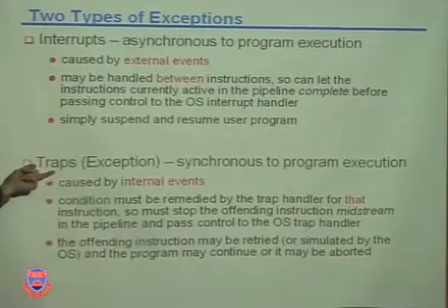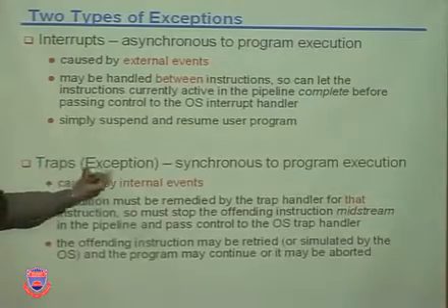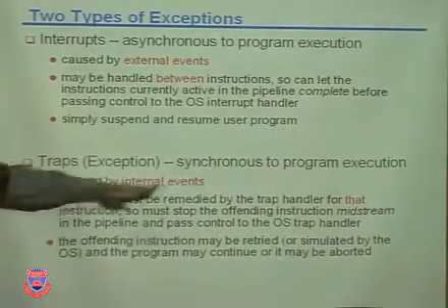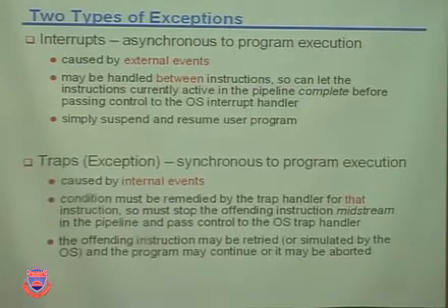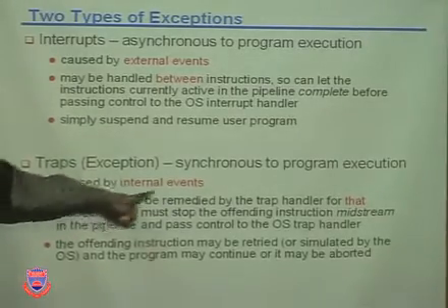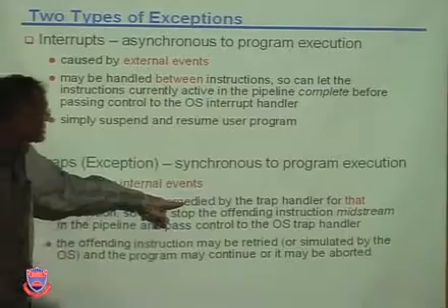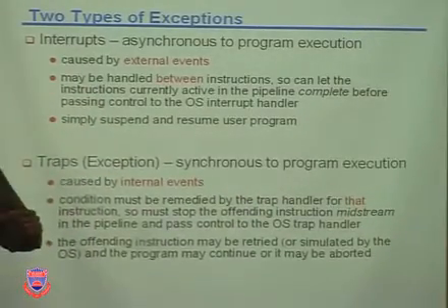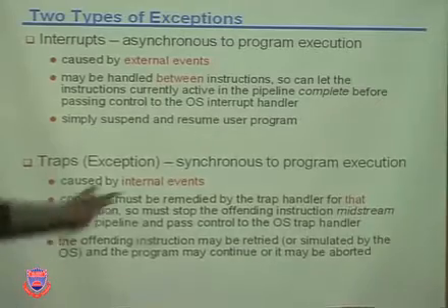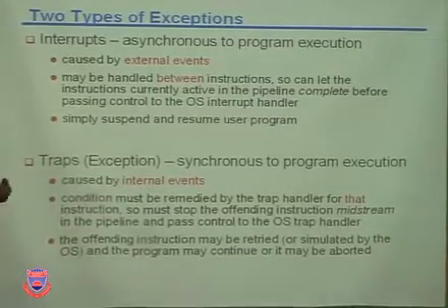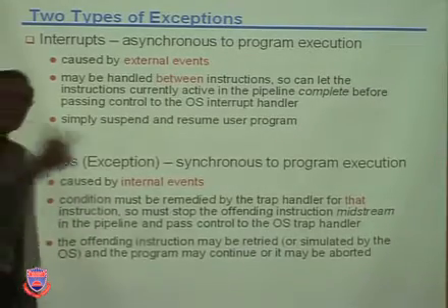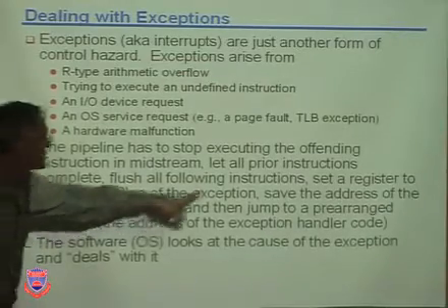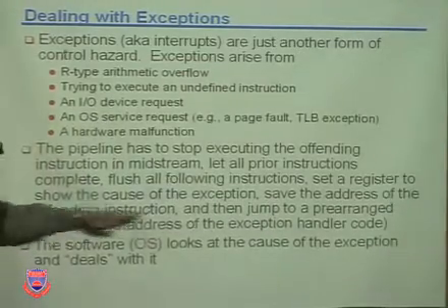Okay? The other kind are called traps, or exceptions. And these are synchronous to the program execution, and they happen inside the program. They're caused, in fact, by internal events. So the condition that caused them has got to be remedied or at least analyzed and understood by the trap handler for that particular instruction. There's one instruction that's the cause instruction. It's coming internally, see? So we've got to look at that instruction. That's why we need to record its address, or save the address of the offending instruction.